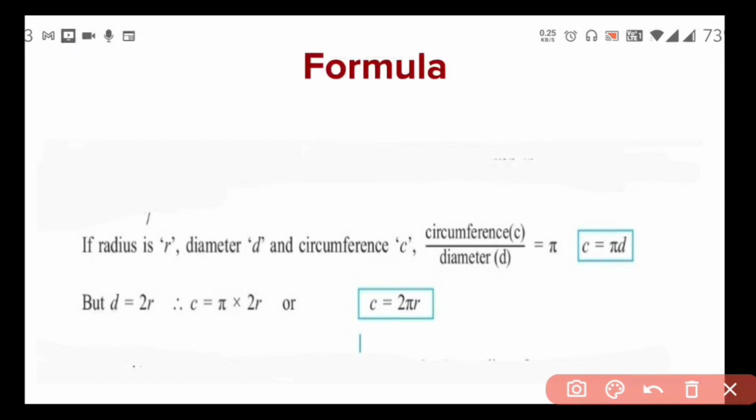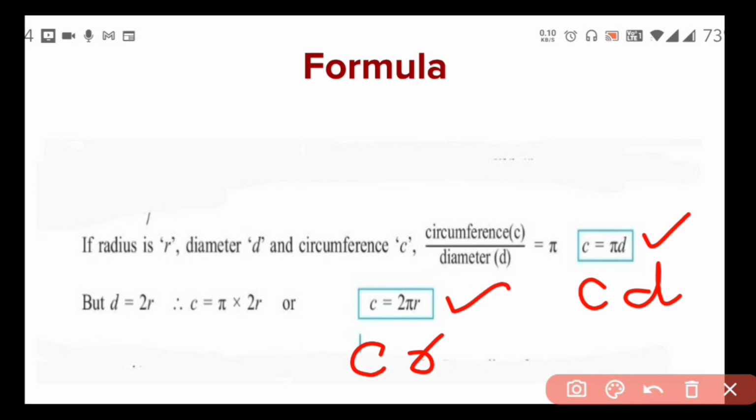This is our first formula. When circumference and diameter are given, we will be using c is equal to pi d. And when circumference and radius are given, we will be using c is equal to 2 pi r.